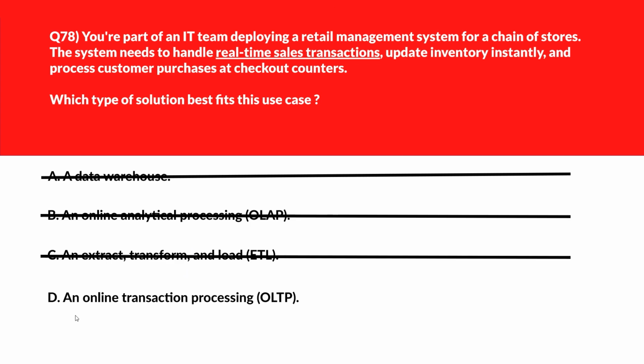D says online transaction processing, known as OLTP. OLTP systems are designed to handle frequent real-time operations like inserts, updates, and deletes. That being said, option D is the right answer.